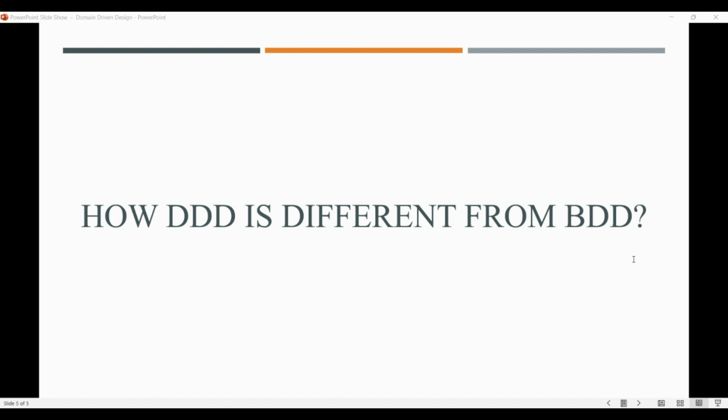So we can say the main difference between DDD and BDD is that DDD focuses on modeling the problem domain and creating a shared understanding of the business concepts, while BDD focuses on specifying and testing the behavior of the system. So, DDD, domain driven design, is more about the design of the software and how it represents the problem domain, while behavior driven development (BDD) is more about the testing and validation of the software. And we can say that both are complementary to each other and can be used together to create more effective software development processes.